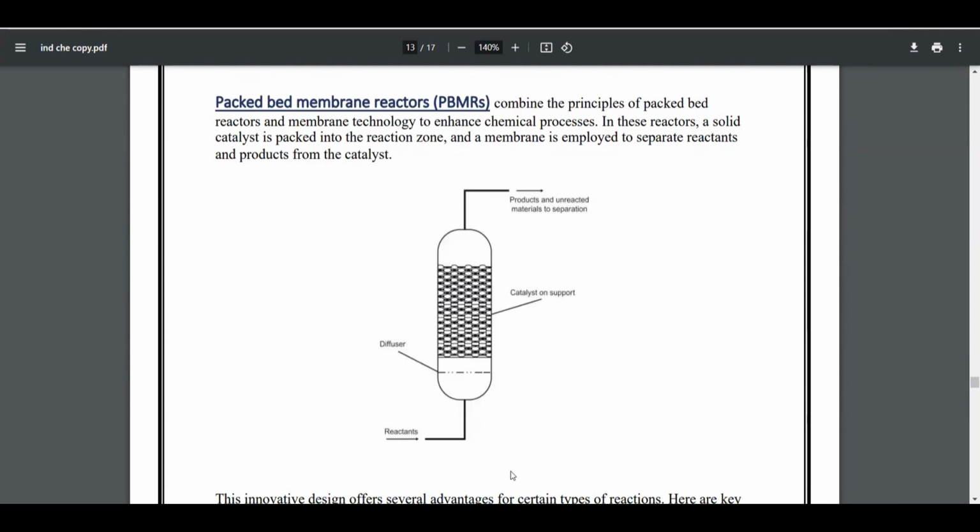Now moving on toward our third and last topic of today's video, that is the packed bed membrane reactor. The packed bed membrane reactor combines the principle of the packed bed reactor and membrane technology in order to enhance chemical processes.